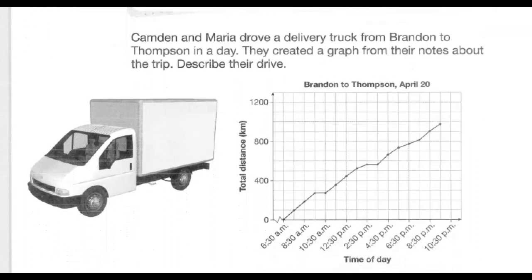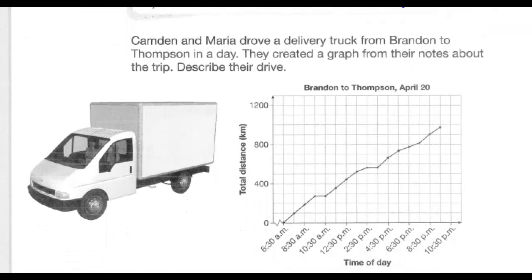Okay, so we're looking at line graphs now. Camden and Maria drove a delivery truck from Brandon to Thompson in a day. They created a graph from their notes about the trip. Describe their drive. So take a look at the horizontal axis. Notice it has that little squiggly bit because it's not starting at the beginning. In this case, I guess midnight would probably be the beginning part. The trip isn't starting until 6:30, so we squish that in.